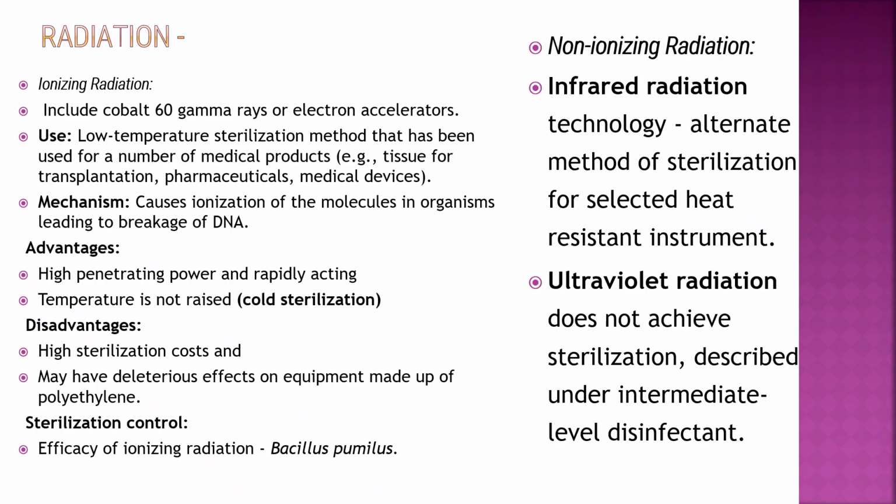Radiation: ionizing and non-ionizing radiation. So ionizing radiation includes cobalt 60 gamma rays or electron accelerators. It is a low temperature sterilization method that has been used for a number of medical products, tissue for transplantation, pharmaceuticals, medical devices. Mechanism: causes ionization of molecules in organisms leading to breakage of DNA.